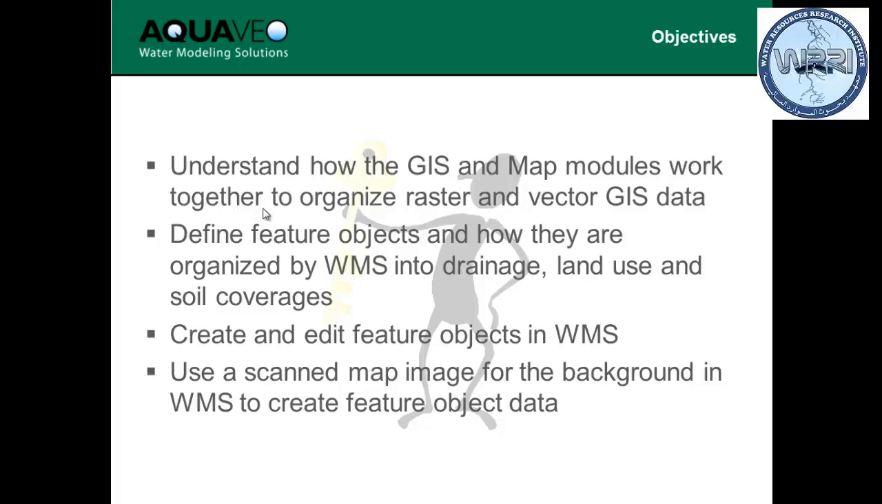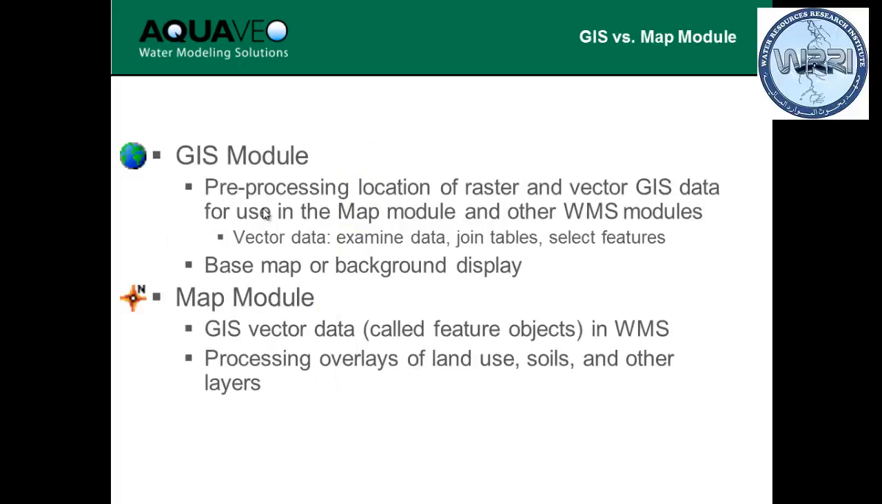So there's the GIS module, and then there are other modules in WMS. The main module where you work with vector-based GIS data is the map module. And vector-based GIS data that's in the map module is called feature objects. Feature objects are vector-based GIS data in the map module with attributes. We're going to learn how to create feature objects and use different ways of getting feature objects, how to convert GIS data to feature objects, things like that.